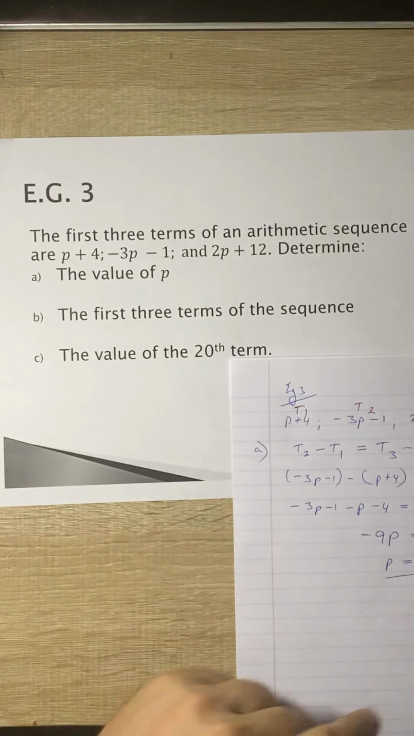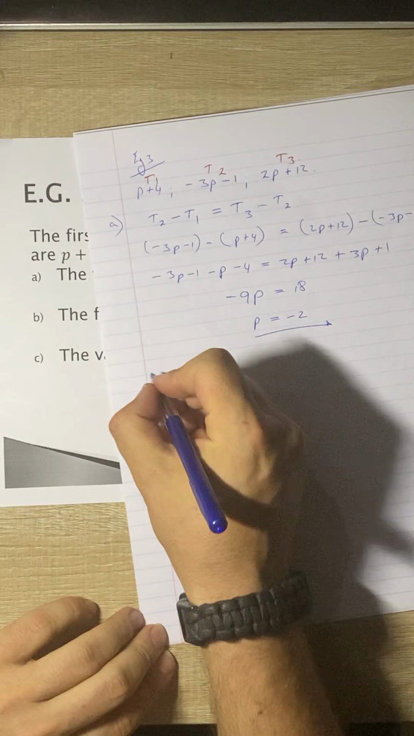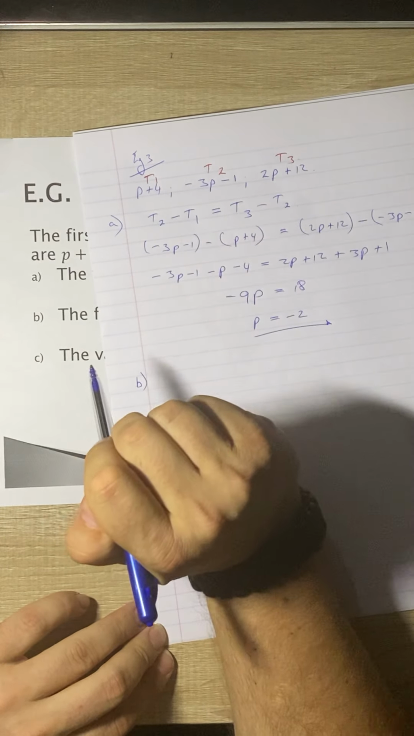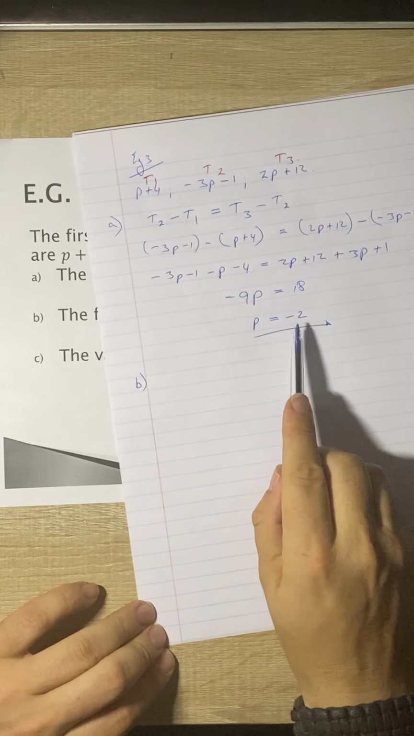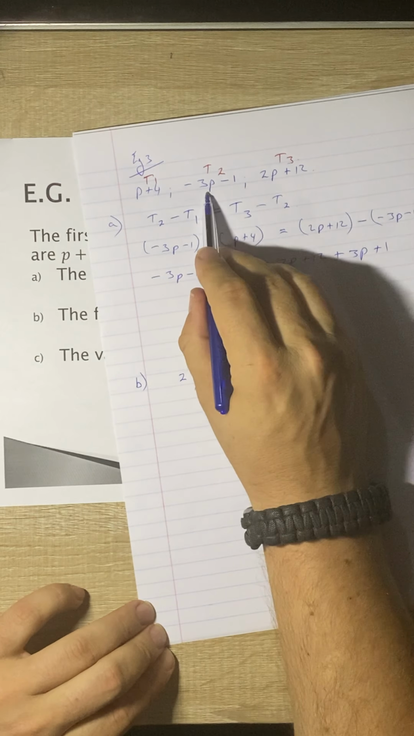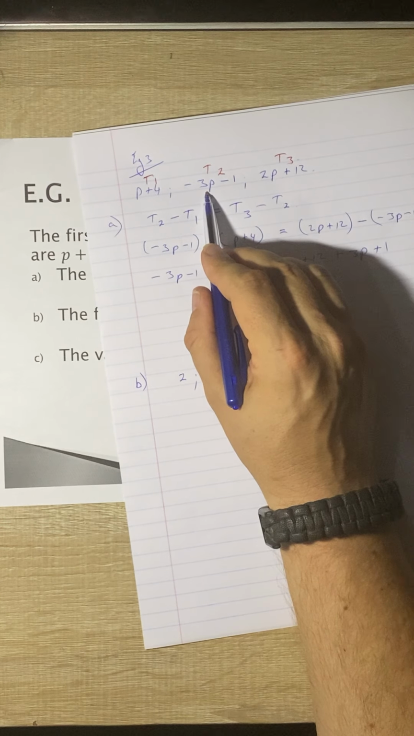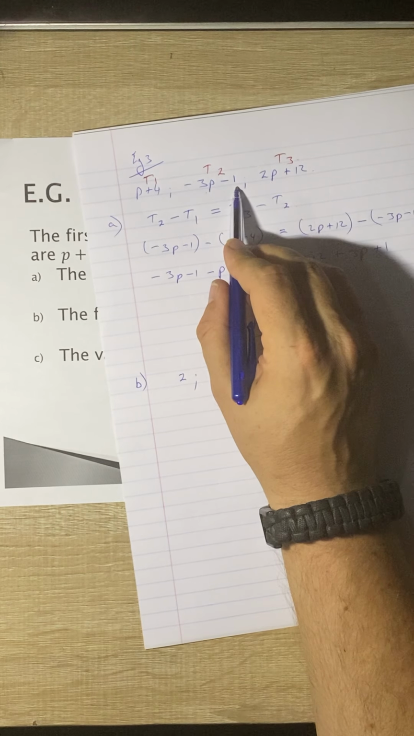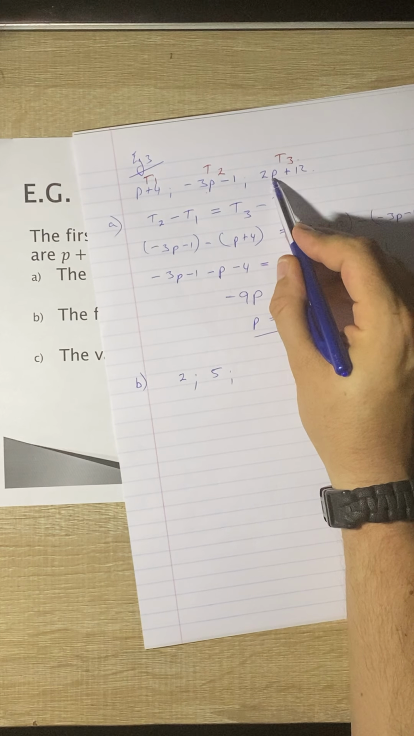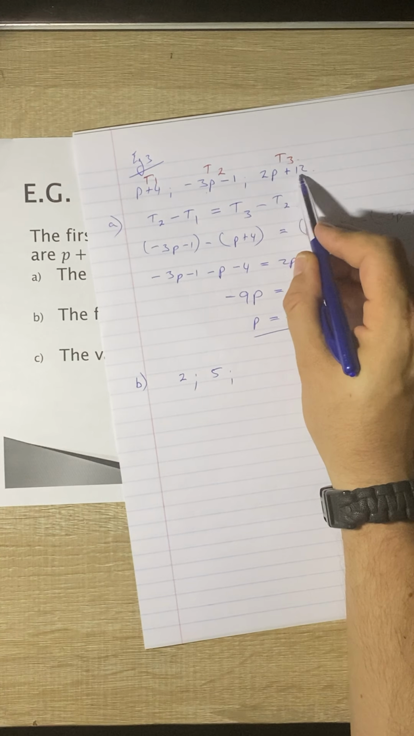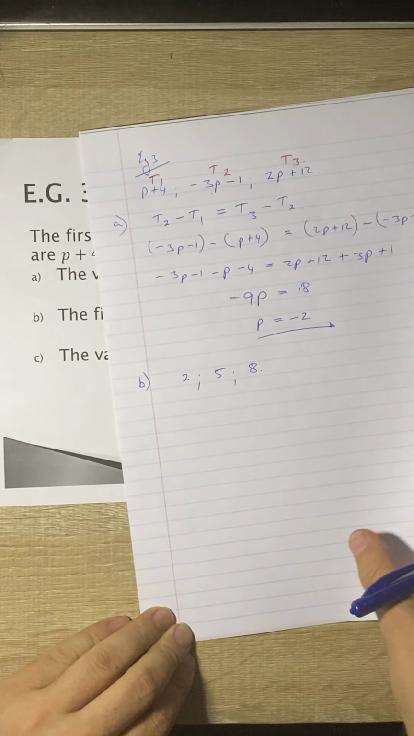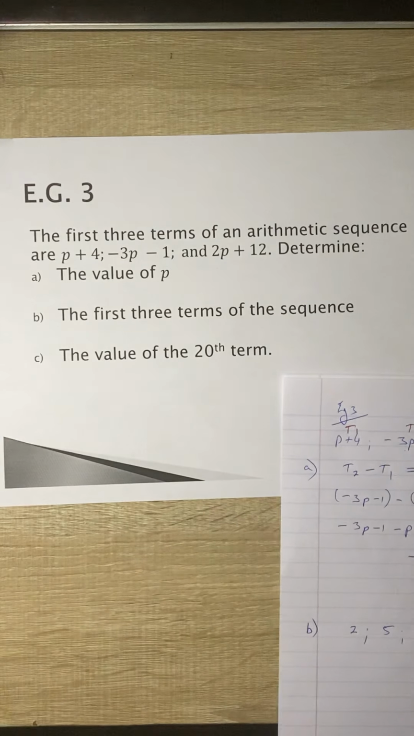Then the first 3 terms of the sequence. Well, now that I know what p is, I can just substitute it in here and find out what my 3 terms are. So if I put minus 2 in here, minus 2 plus 4 is 2. Minus 2 in here, we get minus 3 times minus 2, minus 1, and we get 5. Put minus 2 in there, so 2 times minus 2 plus 12, and we get 8. There's our first 3 terms of the sequence.